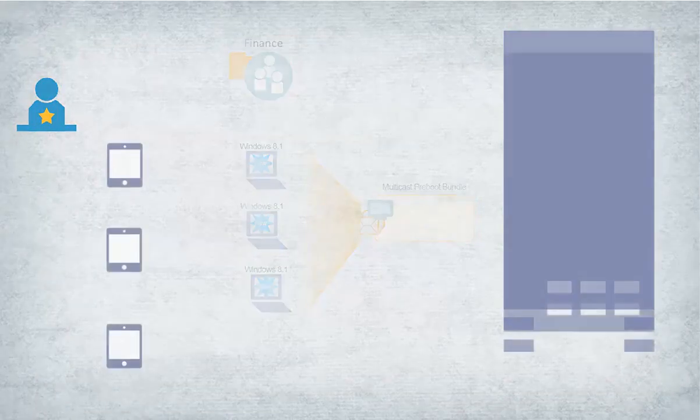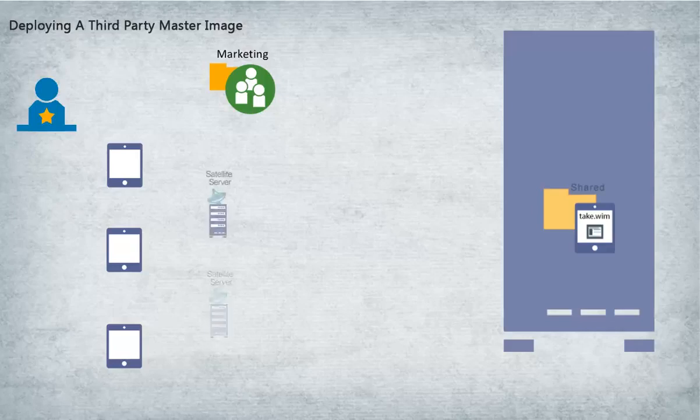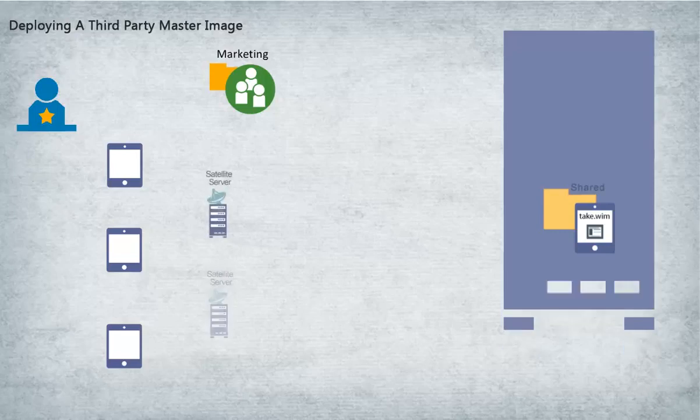To image the marketing team's new Windows tablet devices, first, David uploads the Windows Assessment and Deployment Kit, WADK, prior to performing any third-party imaging operations. Because the marketing team members operate from different geographical locations than David and the other two teams, David makes sure that the satellite servers that are being used are configured as imaging servers.